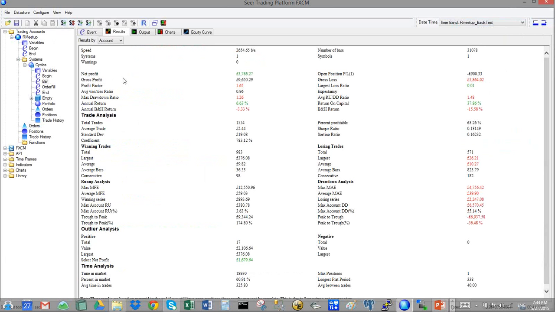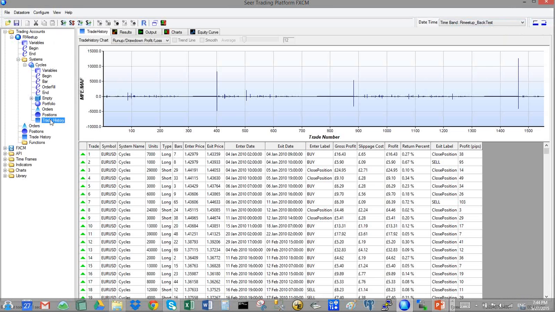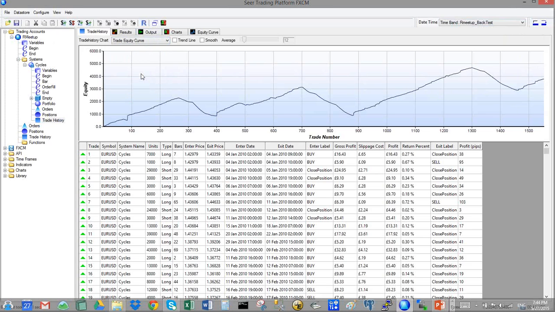Okay, so here are some results. We made 6% per annum, and our drawdown was 56%. So it's absolutely shocking. But this is what our trade equity curve looks like.